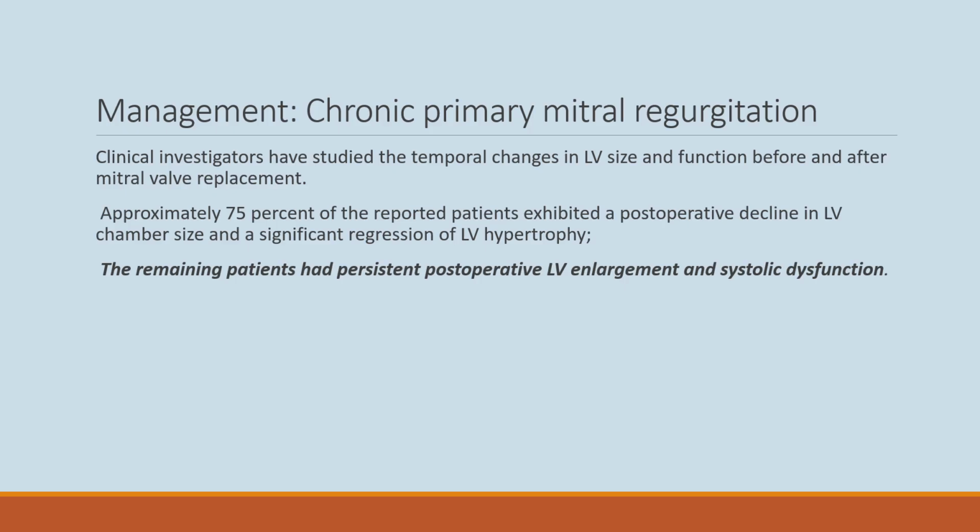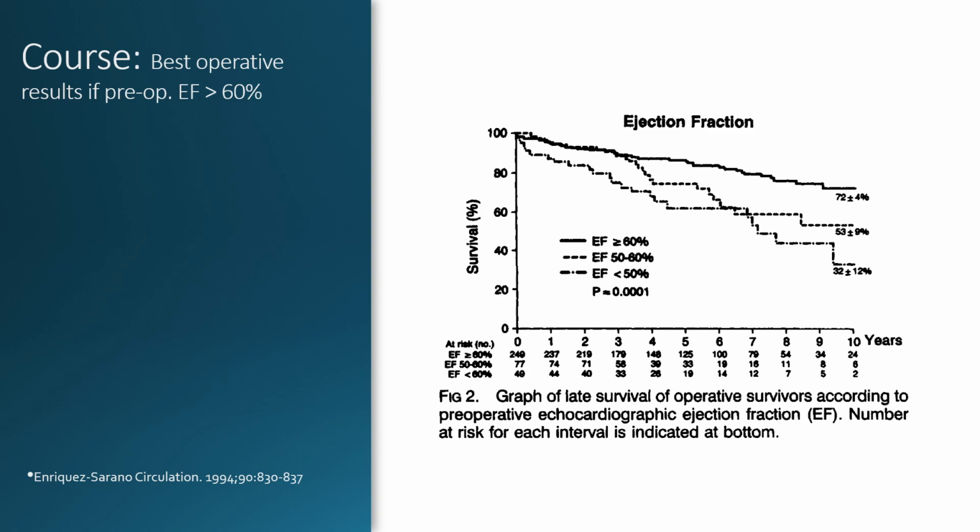However, about 25% of patients, their ventricles did not go back to normal after you replace their valves or correct the mitral regurgitation. And what was the best predictor of a good outcome? If you send them to surgery while their ejection fractions are more than 60%.